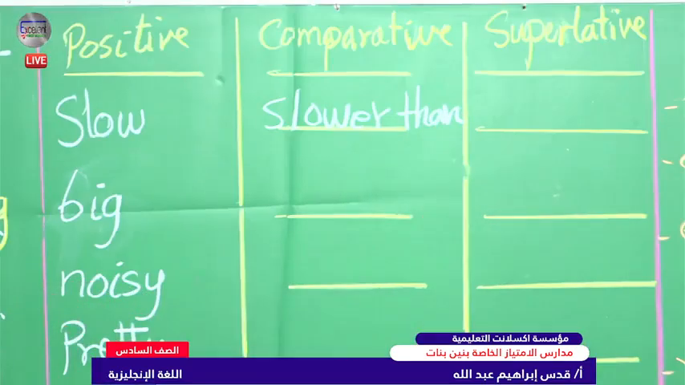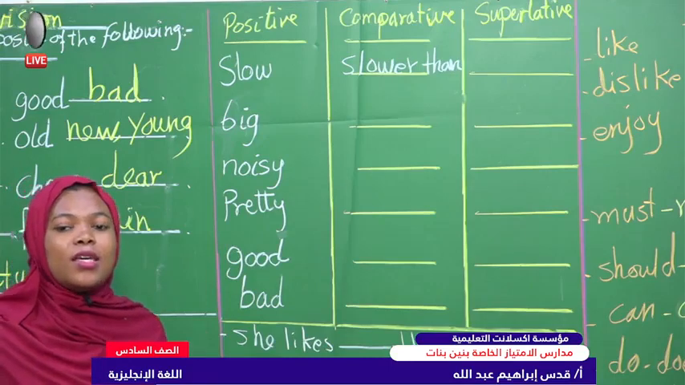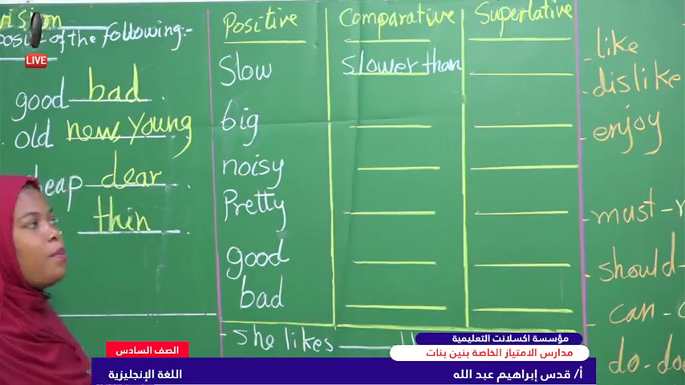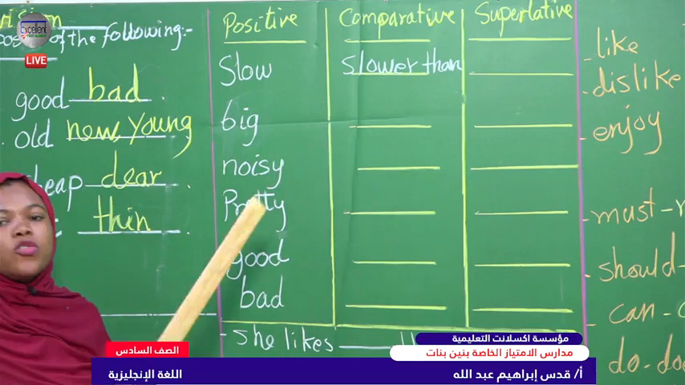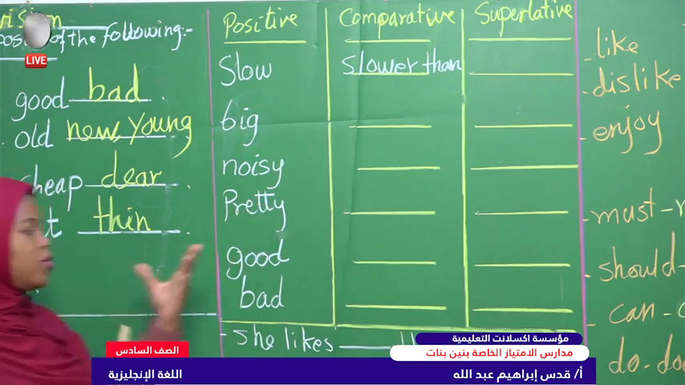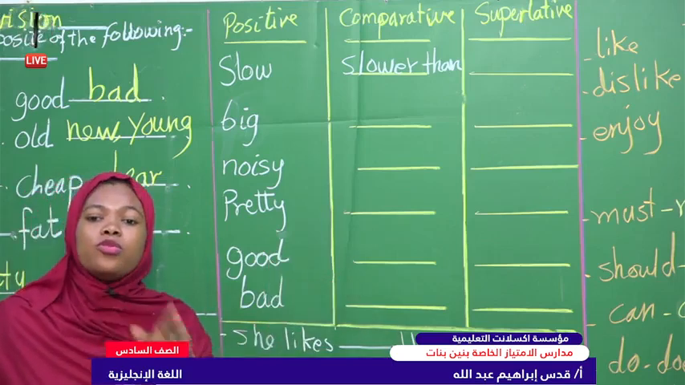Slower than. Slow means بطيء. Slower than if I want to compare between two things. أبطأ من. For example, like we have in lesson 8, in unit 8, Sagia is slower than pump. When he compares between the Sagia and the pump, he said Sagia is slower than pump. الساقية أبطأ من المضخة. Slower than. أبطأ من. So I use the comparative when I want to compare between two things.